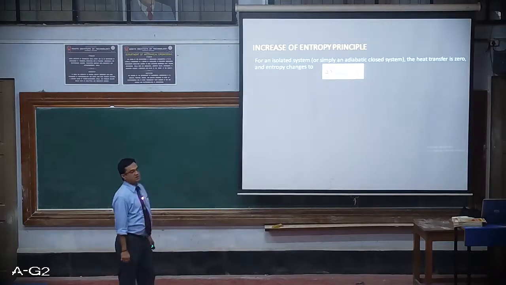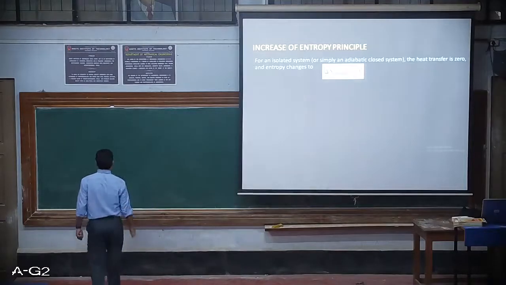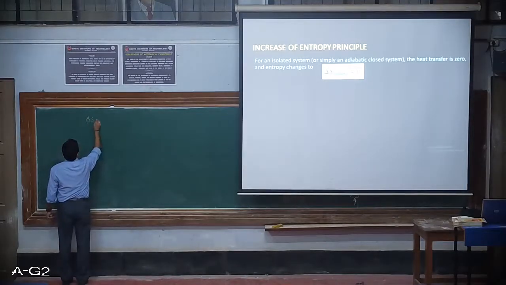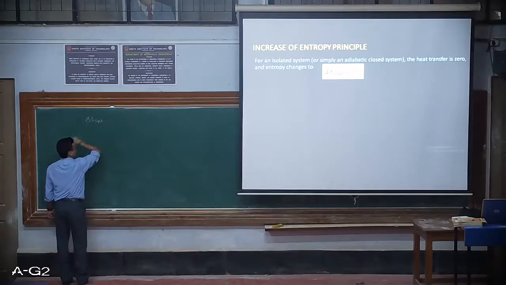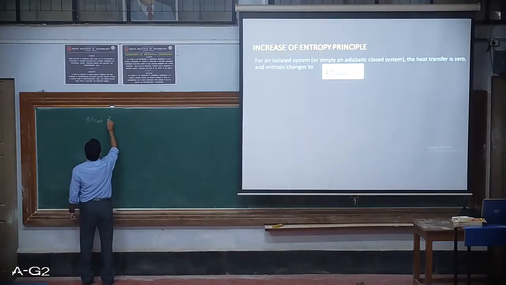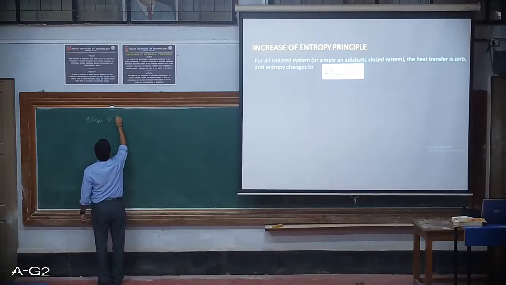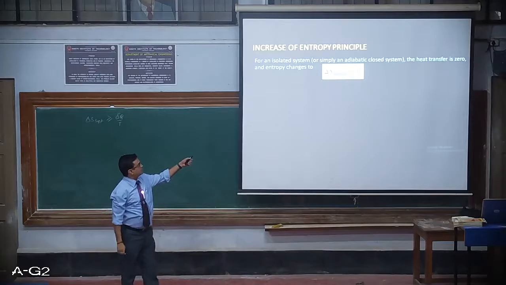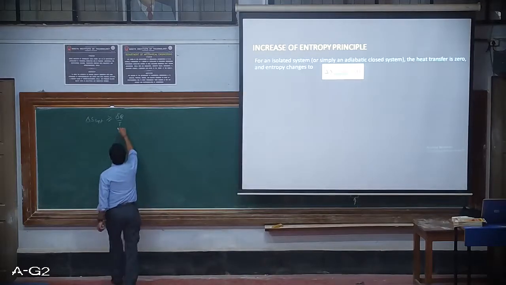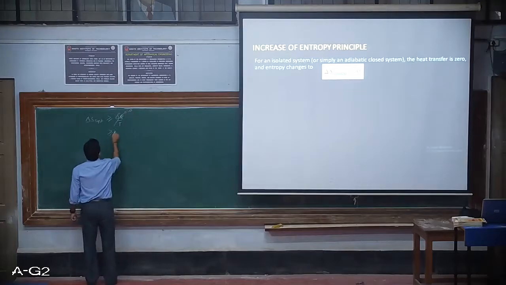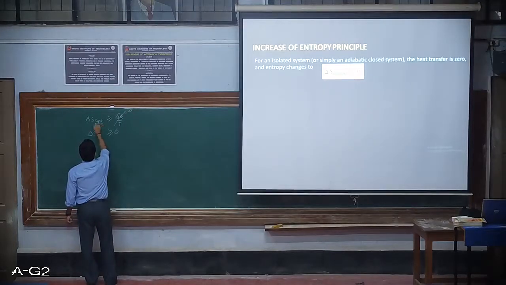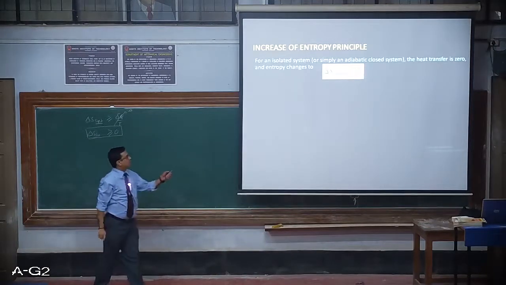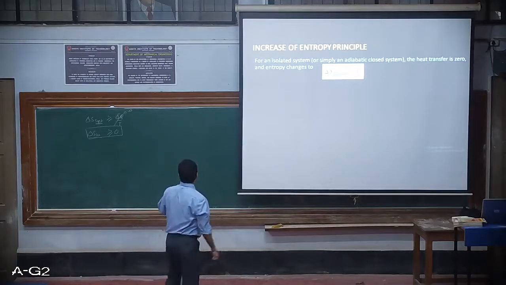Delta S of an isolated system is greater than or is equal to 0. This particular equation is obtained from this. We already wrote that delta S of the system is greater than or is equal to the integral of delta Q by T. Now since for an adiabatic closed system, heat transfer is 0, this becomes 0. So I have delta S. Now the system is an isolated system. Hence this expression is written. Delta S of an isolated system is greater than or is equal to 0.